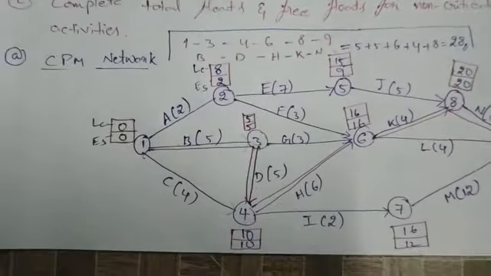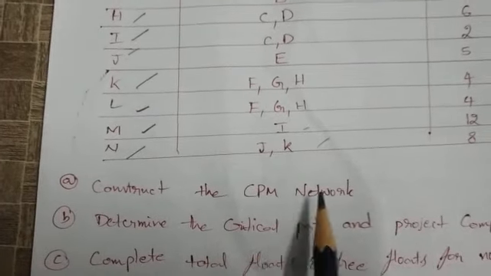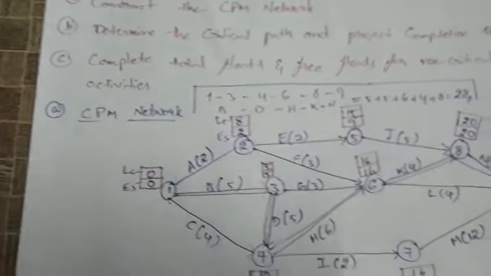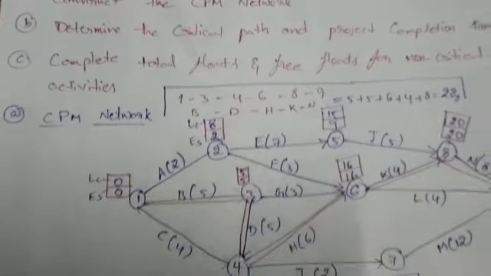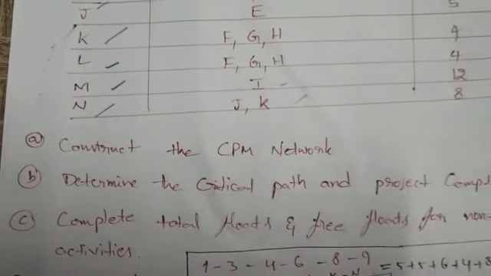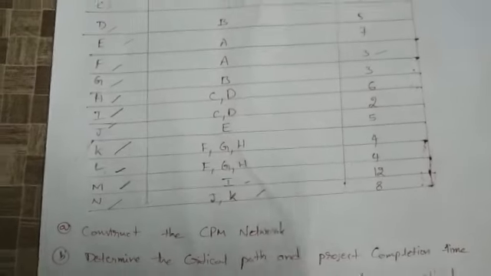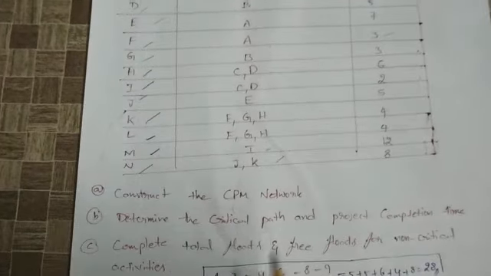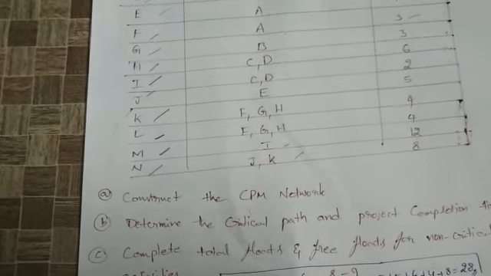So this is the network diagram for this activity. The first question is construct the CPM network, the critical path method network. So the network is completed for the first problem. In the first video you completed constructing the CPM network, and in the second video you have to complete the second question, part B, what they are given.